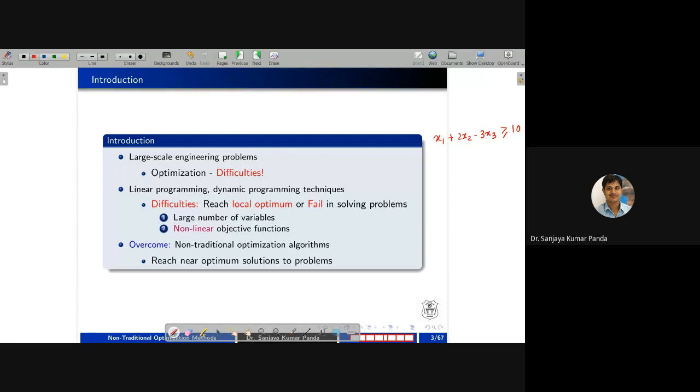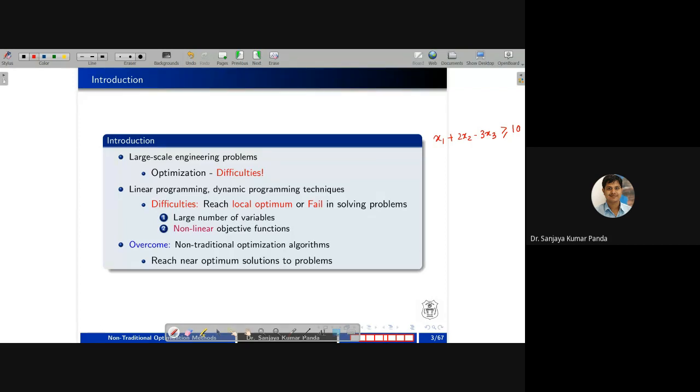If you want to minimize a particular problem, then you have to achieve the global minimum. If you want to maximize it, you have to reach the global maximum. So as the objective function is non-linear, the local optimum is not necessarily the global optimum. And sometimes we reach the local optimum or we fail to solve the particular problem. So in order to avoid such difficulties of linear programming or dynamic programming or such types of methods, we have non-traditional optimization algorithms. Our basic objective in the non-traditional optimization methods is to reach the optimal solution to the problem. Our solution should be close to the global optimum solution, whether it is a global minimum or a global maximum, based upon whether it is a minimization problem or a maximization problem.